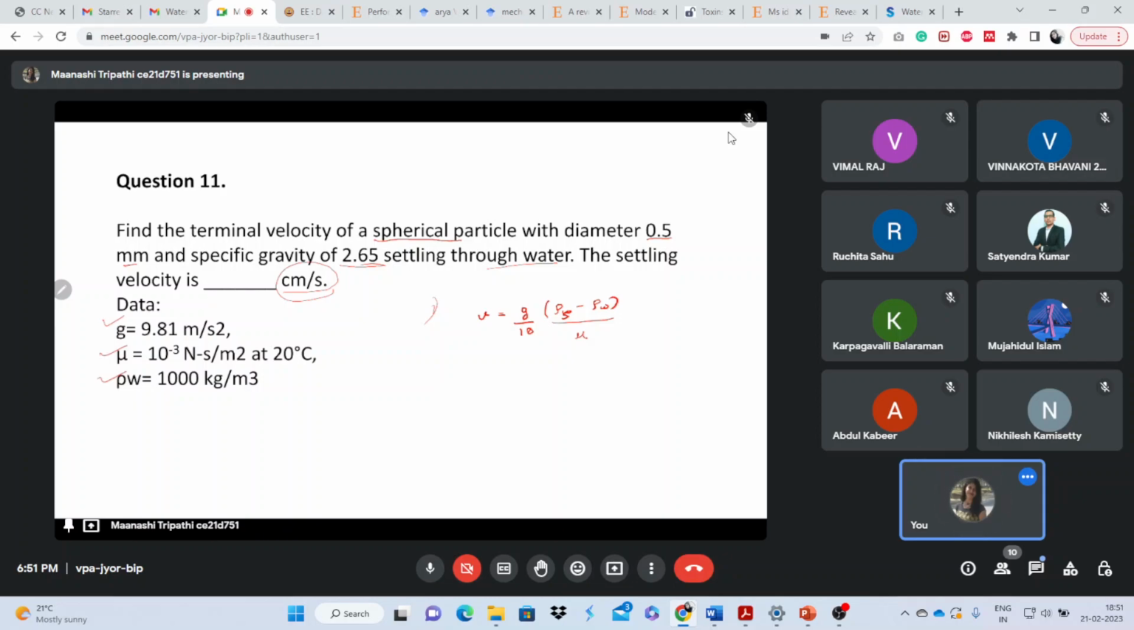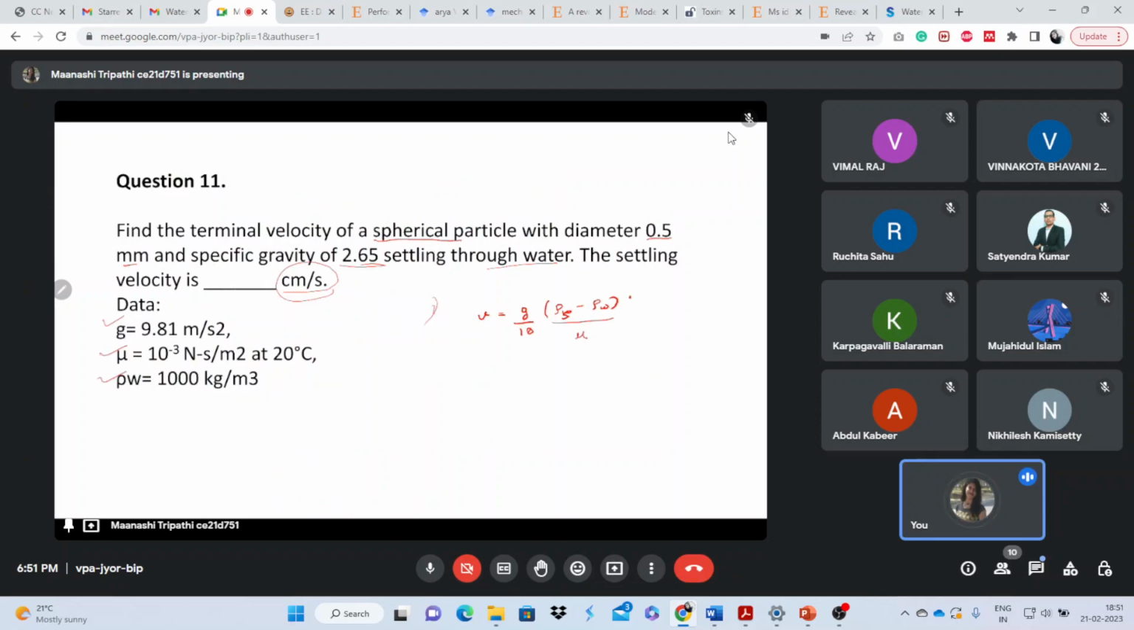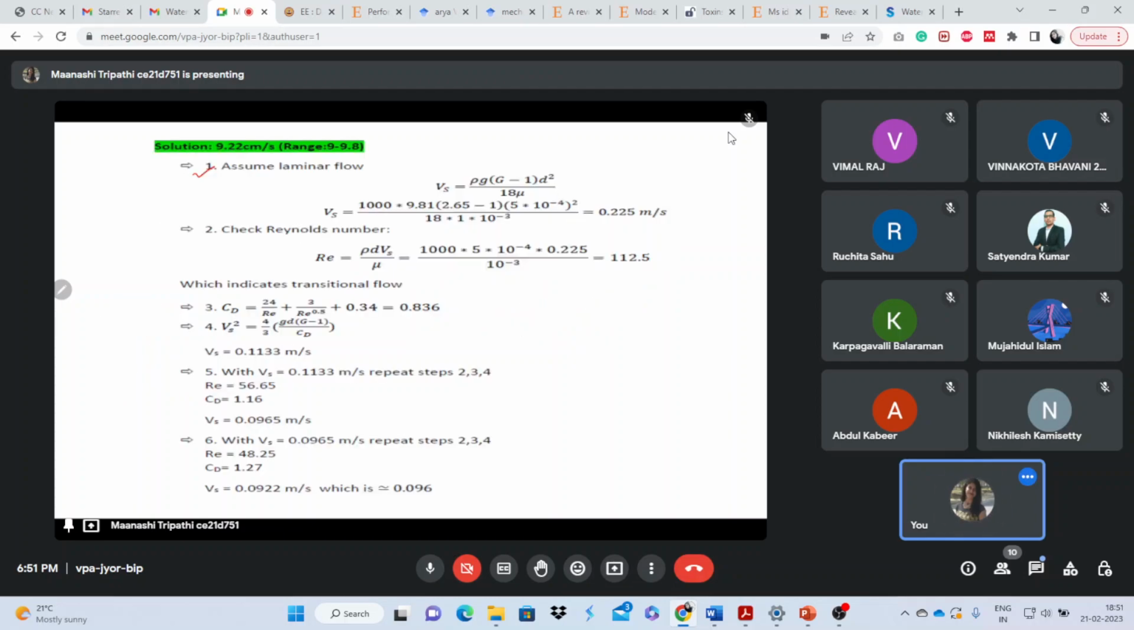Okay, we'll see the solution. So first of all, this question is in many steps, as you can see. So first of all, we will assume the flow as laminar. So we will use, here I have not mentioned this, I'm so sorry for that, D is particle size. So we will solve the question like this. Okay, this is the same equation, just in different form. It is in form of g, I have written in form of mu, written in form of rho, means density. So by solving this equation, we got the velocity as 0.225 meter per second.